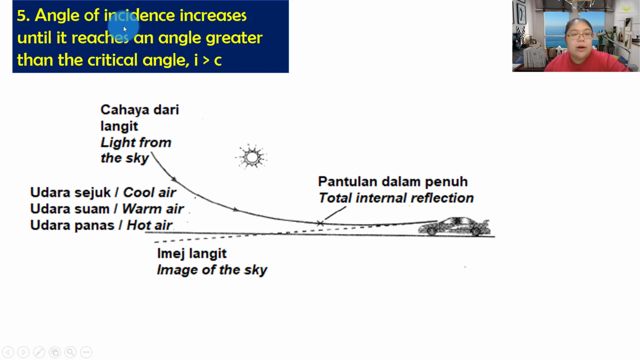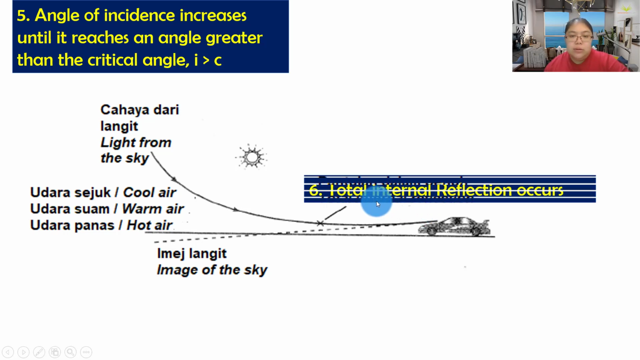The angle of incidence will increase because of the refraction. The angle of incidence increases, then the angle of refraction also keeps increasing until they reach an angle greater than the critical angle. That means what happens when the incident angle is more than critical? The phenomenon of total internal reflection will occur. So we continue: total internal reflection occurs.